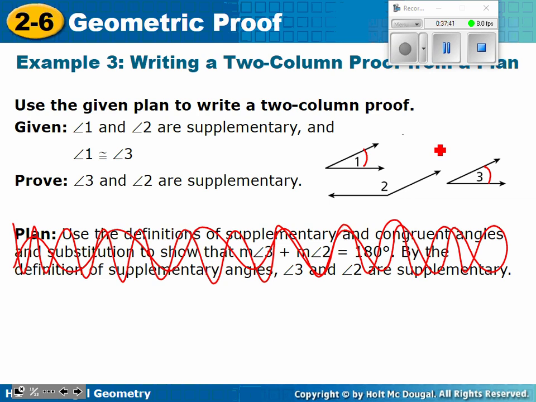So your last step is always what they tell you to prove. Angle 3 and angle 2 are supplementary. And the reason is definition of supplementary.